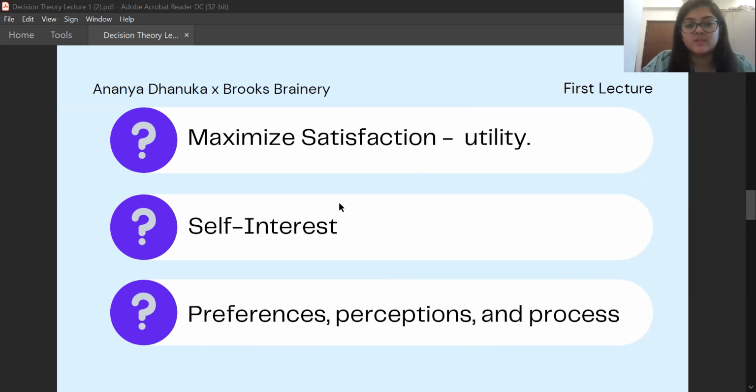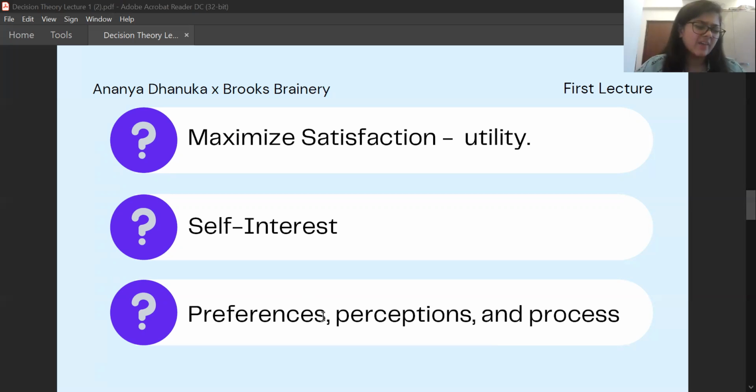So, all of these things, right? Maximizing utility as a principle, perceiving your self interest as a principle, understanding the preferences that you have and the perceptions that you have with respect to certain options or certain choices. All of these are, let's say, the building blocks, and the thread that combines them is the process. What it yields is the basics of economic theory.